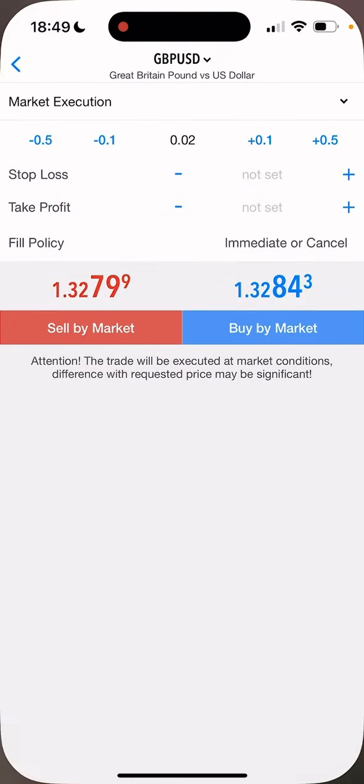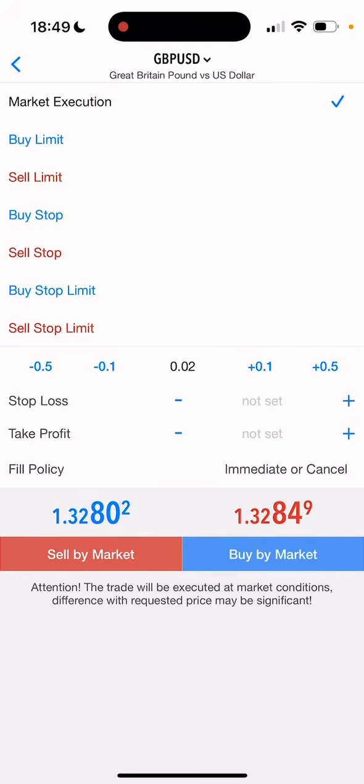So what do we do when the price of entry is higher than the current market price? As you can see, what was the entry? 1.32900. What is the current market price? 1.3284. 1.3284 is lower than 1.32900. So what does that mean? We're expecting the market to buy, get up to the point of 1.32900, activate, and then continue buying, right? So let's see how that plays out. You tap market execution, it will bring out this menu, tap on buy stop, put your order.